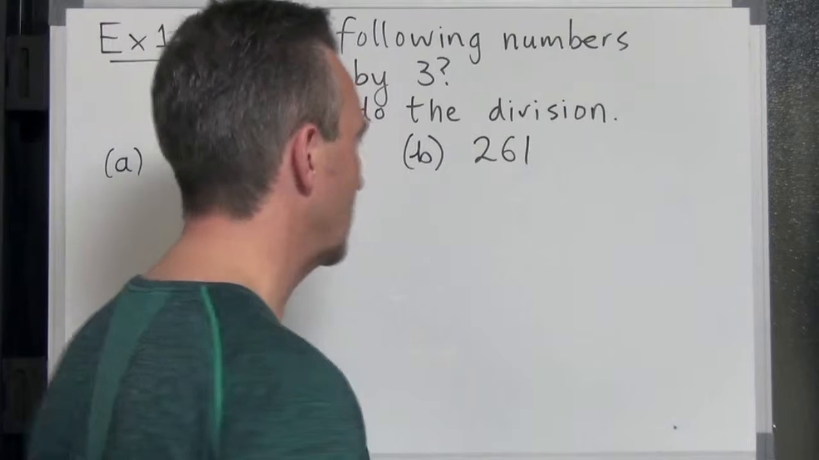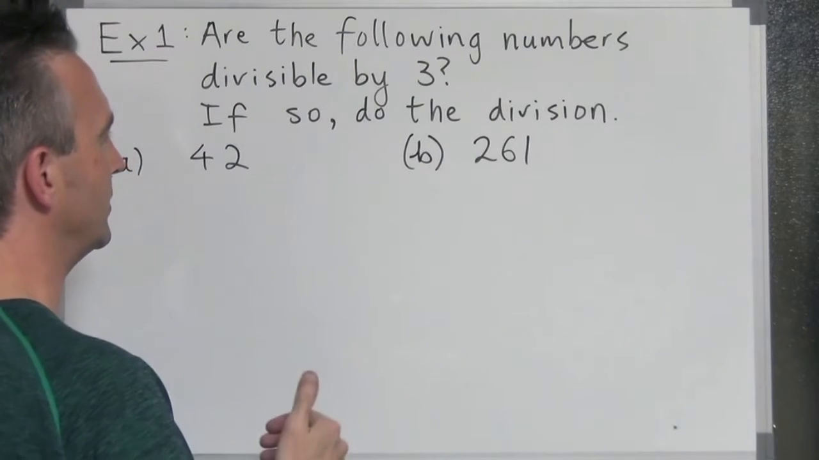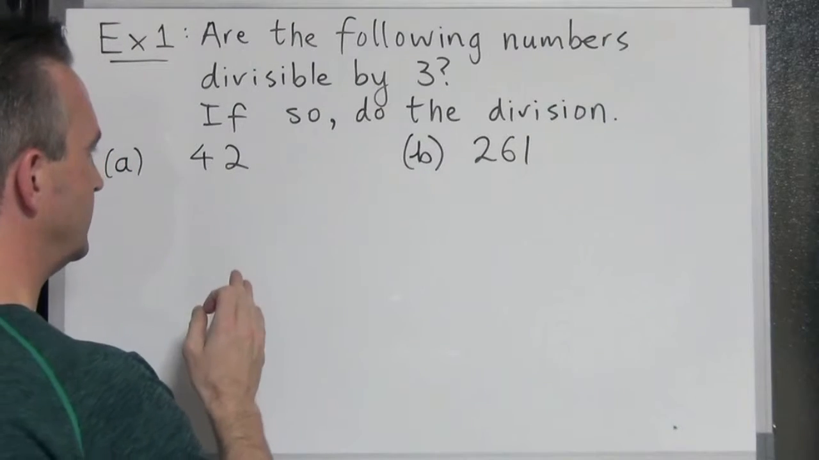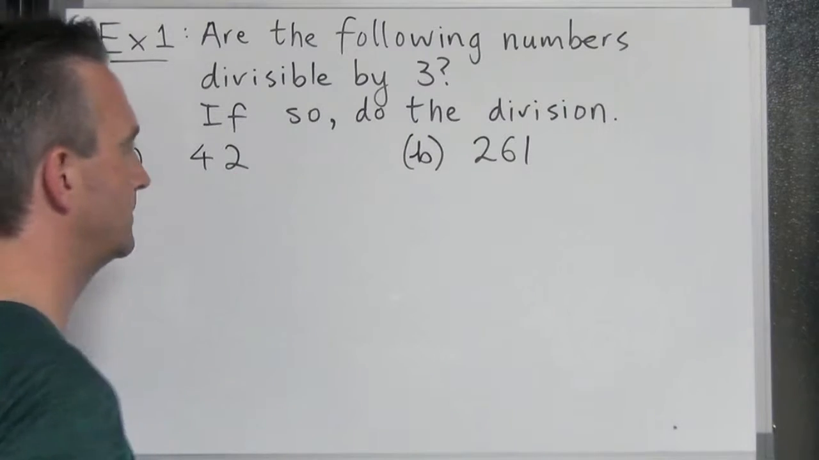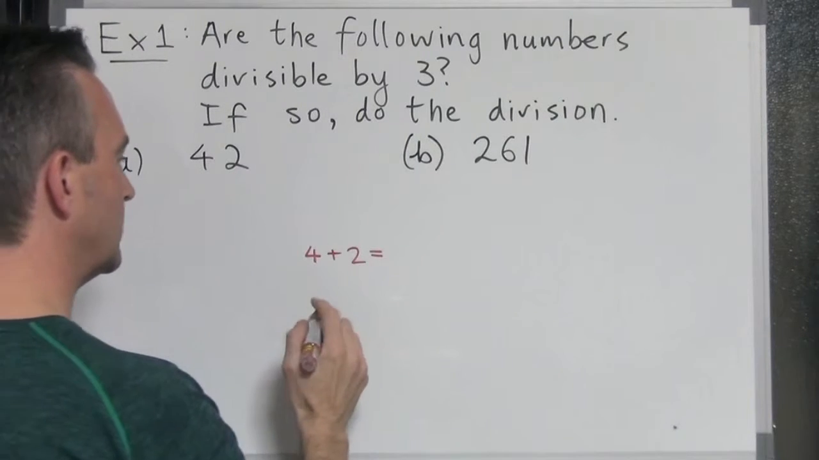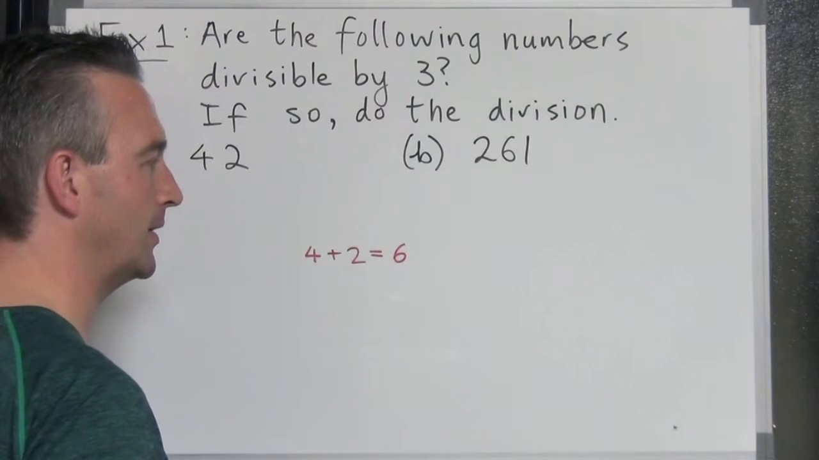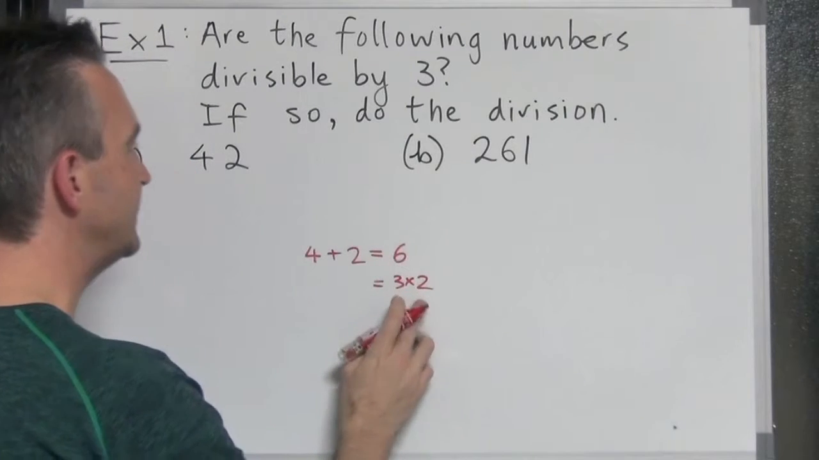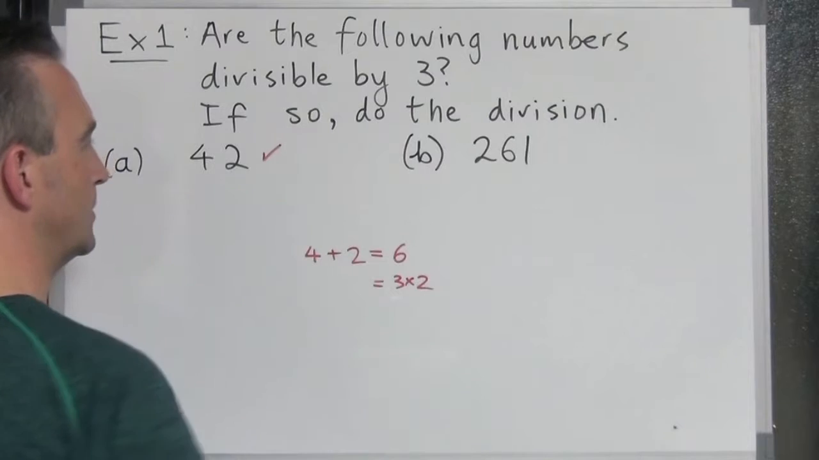So let's try a couple. What we're going to do here is test if these numbers are divisible by 3 or not, and if so, let's actually divide them by 3. So the first one, 42. What we do is we look at the digits 4 and 2, and we add the digits together. 4 plus 2 is 6. We then look at that. Is 6 divisible by 3? Yes, it is. That is 3 times 2. If that is the case, then the original number is divisible by 3 as well. So this is divisible by 3.